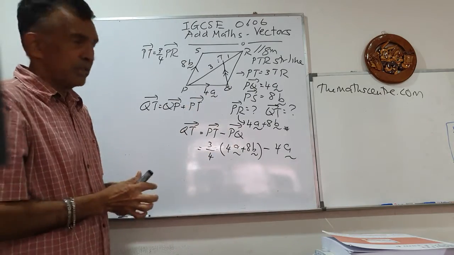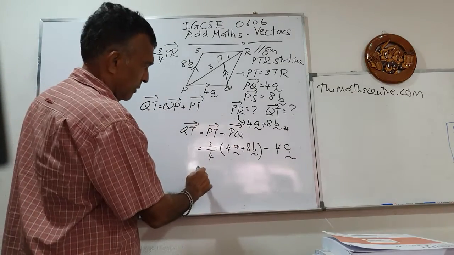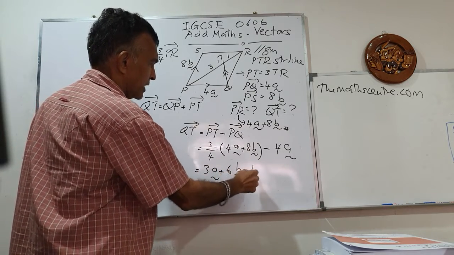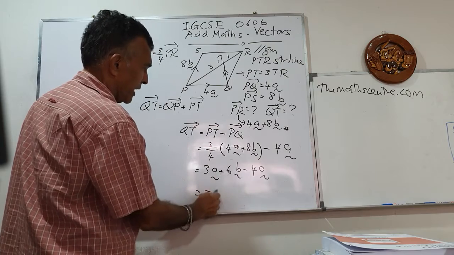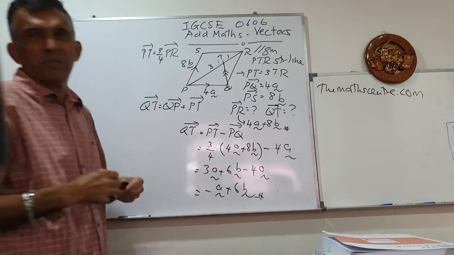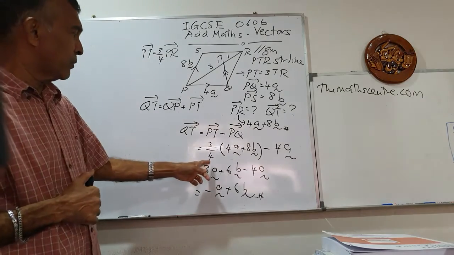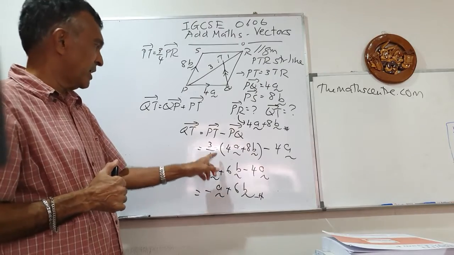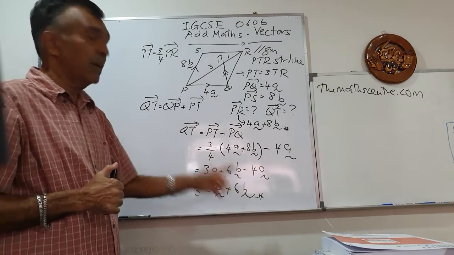Now what you have to do is clean this up a little bit. What is this? This is 3A plus 6B minus 4A. So you'll have minus A plus 6B. Let me quickly check that. I'm just simplifying it, so be a bit careful. This times this, we have 3A minus 4A, minus A. 3/4 times 8, 6B, and we are done.